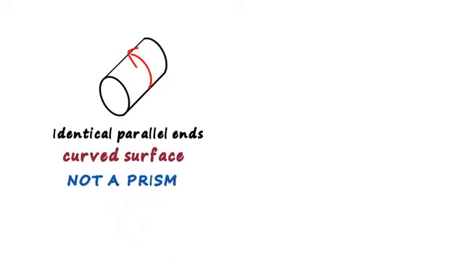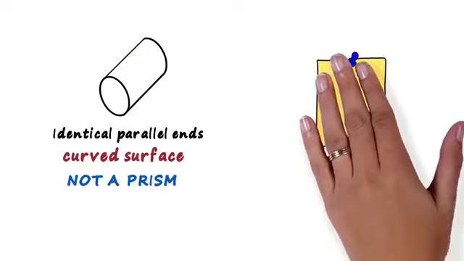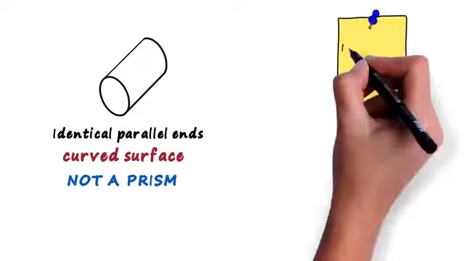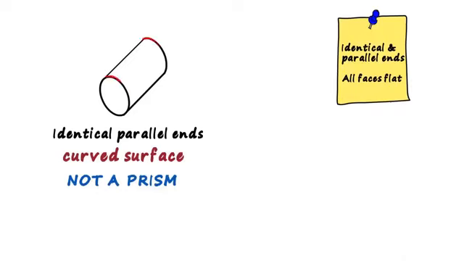I want to emphasize there are only two things that make a three-dimensional shape a prism: identical and parallel ends, and all its faces flat. Here, the ends are flat, but the surface is curved, so it's not a prism.